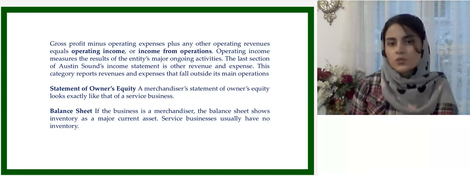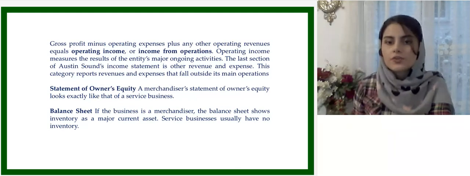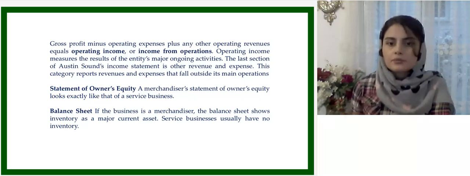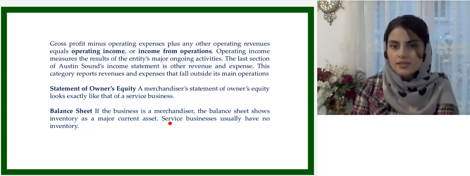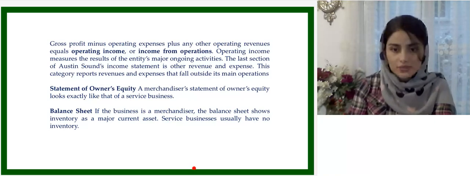And statements of owner's equity. A merchandiser's statement of owner's equity looks exactly like that of a service business. And balance sheet. If the business is a merchandiser, the balance sheet shows inventory as a part of current assets. Service businesses usually have no inventory.